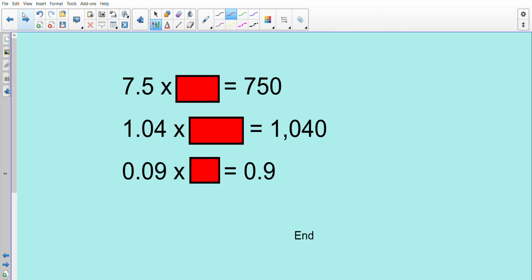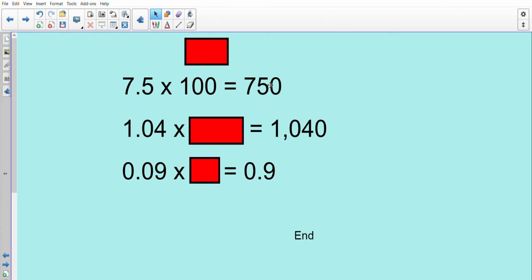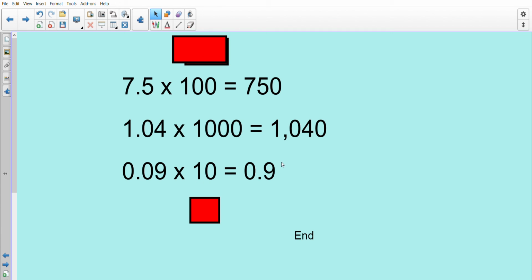Okay. Have a go at these 3 here. Pause the video and I'll reveal them in a moment. So, 7.5 times 100 equals 750. 1.04 times 1,000 equals 1,040. And 0.09 times 10 equals 0.9.